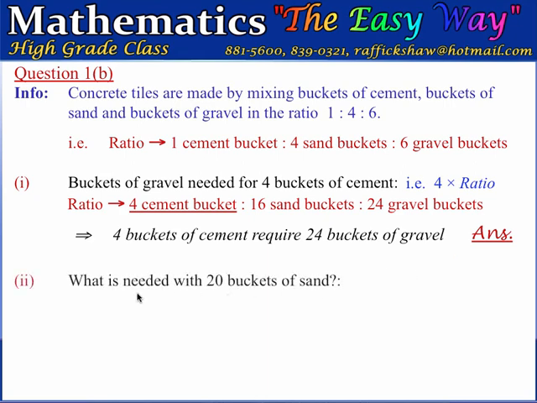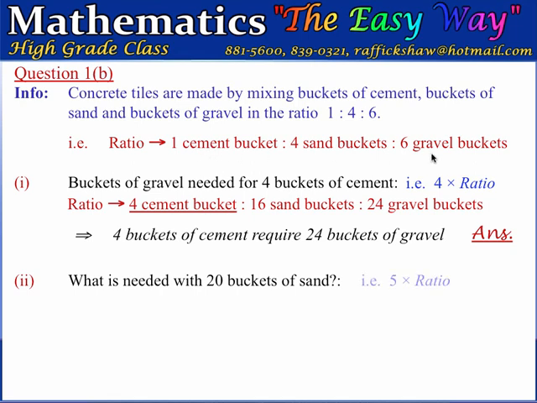Part 2 now wants us to say what will be required when we have 20 buckets of sand. When we have 20 buckets of sand, we want to know how many buckets of cement we will have and also how many buckets of gravel. And so to get the number of buckets of sand in the original ratio to become 20, we will multiply this ratio here by 5, because 5 multiplied by 4 is 20. We want 20 buckets of sand, and so we multiply the ratio by 5.